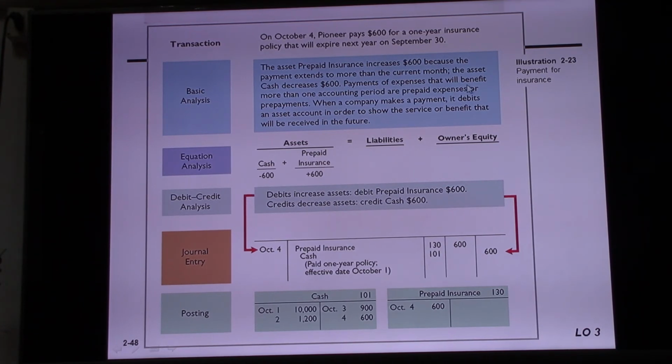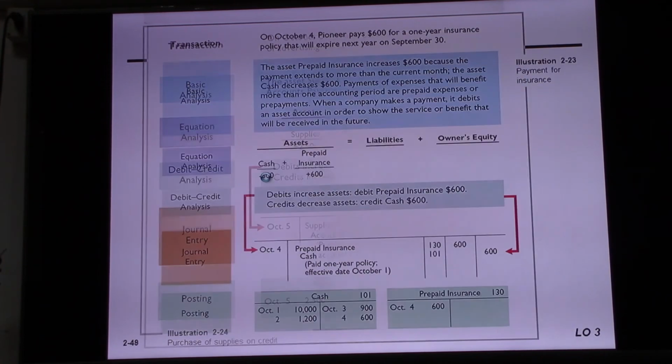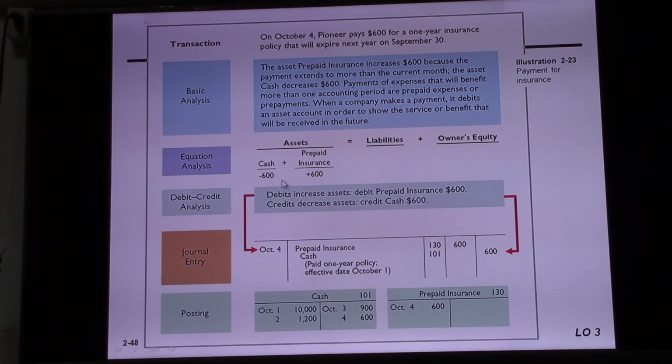Payment of expenses that will benefit more than one accounting period are prepaid expenses or prepayments, and these prepayments are considered as an asset. When a company makes a payment, it debits an asset account in order to show the service or the benefits that will be received in the future. So here, in the accounting equation, cash will decrease by $600, and at the same time, another asset item, which is prepaid insurance, prepaid expenses, will increase by $600.